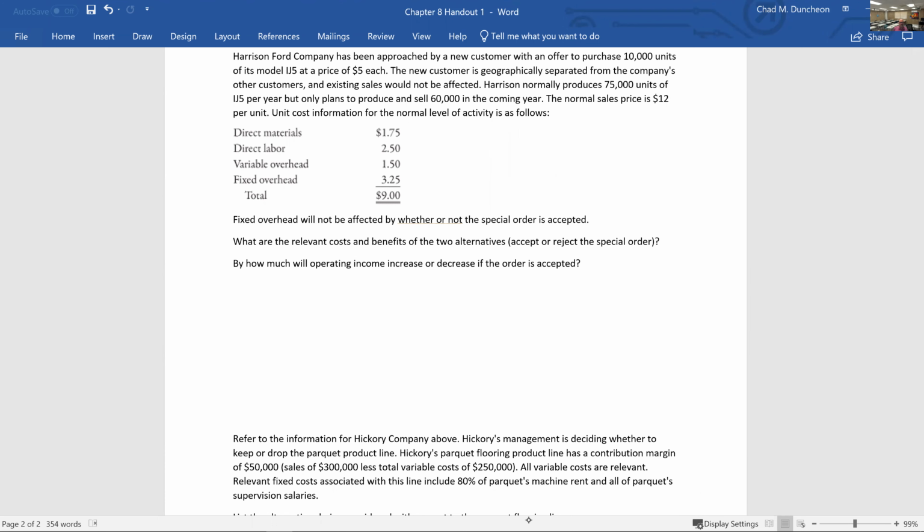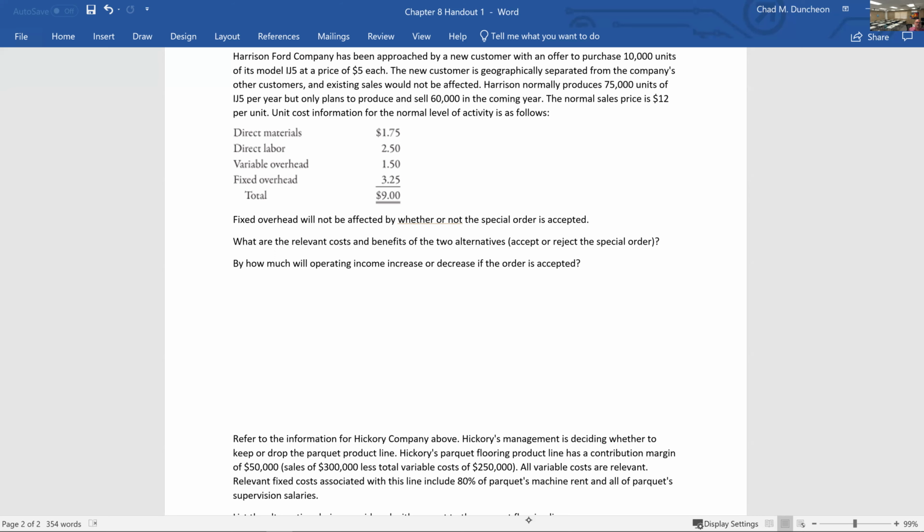Offer to purchase something that we're selling at a price of $5 each. It says he's geographically away, so it's not going to affect good sales. That's good. We normally produce 75,000 units, but we're only going to produce 60,000. So we have the capability of producing 15,000 units. He only wants 10,000. So that's good. We are in our relevant range.